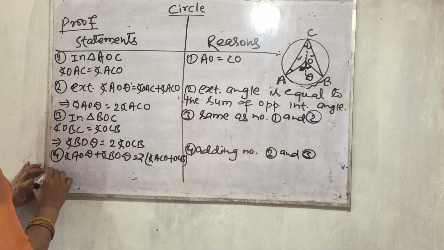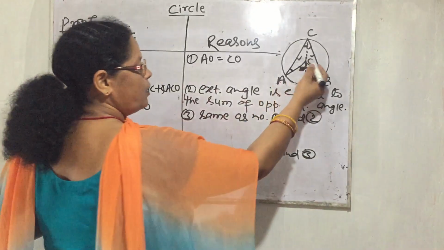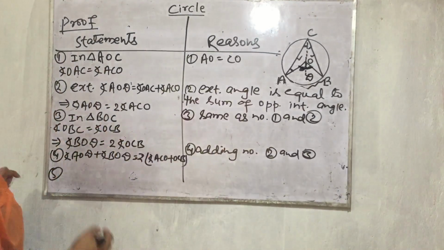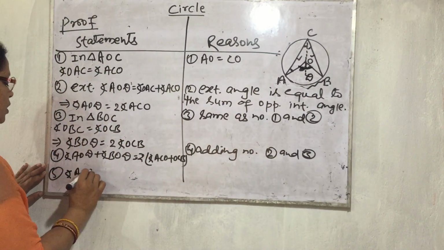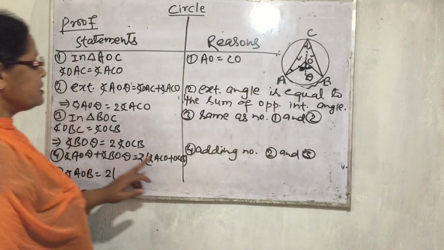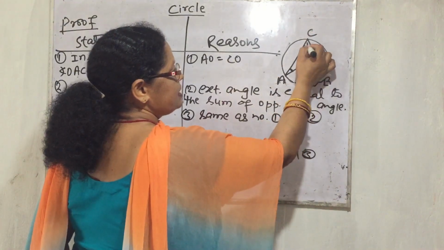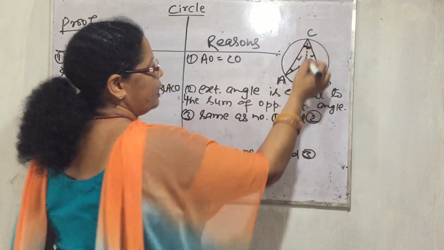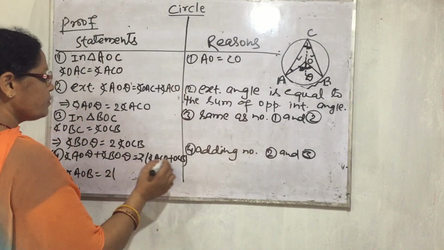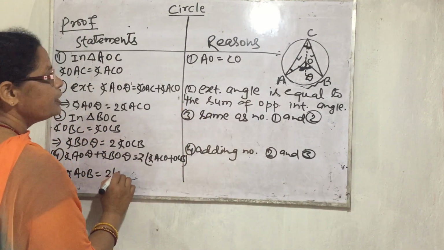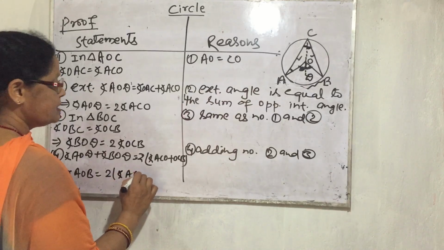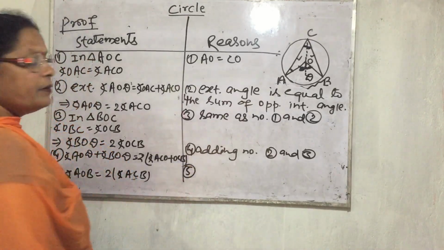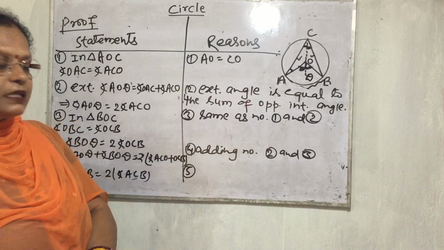After this we will get number 5. AOD means this much part and BOD means this much part, means this whole part we can write down angle AOB. Angle AOB equal to double of ACO plus OCB, and ACO means this, and OCB or BCO both means this, means whole part. After adding, we will get double of angle ACB. Number 5.